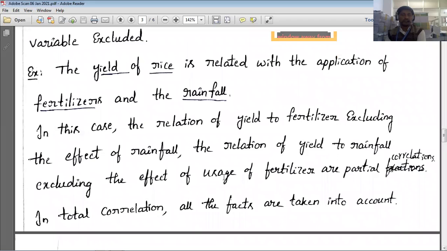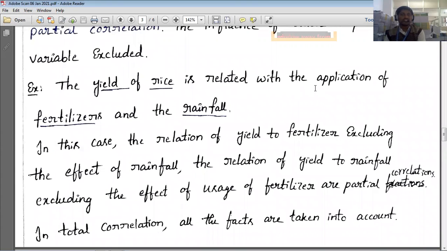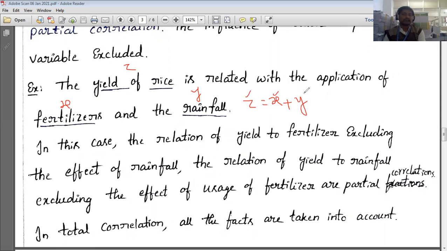Let us take an example. The yield of rice is related with the application of fertilizers and the rainfall. Suppose we treat the yield of rice as Z, fertilizers as X, and rainfall as Y. The relation is simply Z is equal to X plus Y, so rice is equal to fertilizers plus rainfall. The relation of yield to fertilizers excluding the effect of rainfall means I am discussing only fertilizers, not the rainfall. So fertilizers alone are enough for getting rice, no need of rainfall.